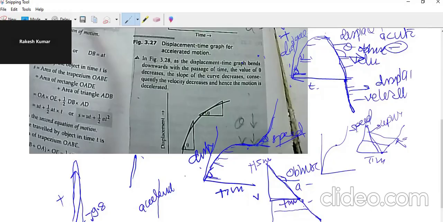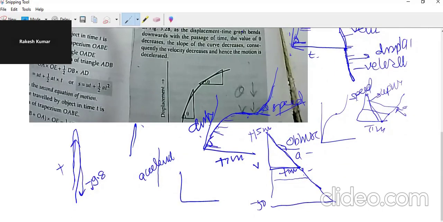And supposing I were to draw the acceleration time graph, it will be just this: -9.8. If I take upwards direction as positive, it will be constant. These are the three. If you understand this, then you understand the difference of all.